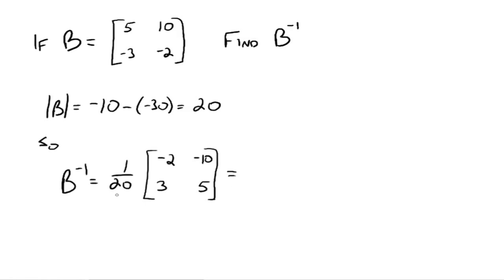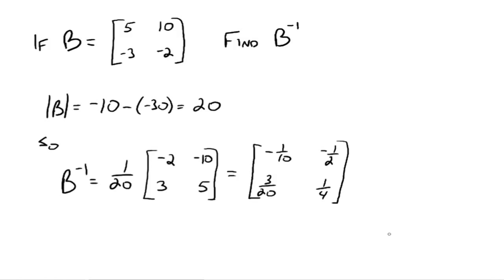Then we run 1 over 20 through, because it's just a scalar, so multiply it times everything inside the matrix, and you get negative 1/10, negative 1/2, 3/20, and 1/4. And that is B inverse. If you were to take B and B inverse and multiply them together, you would get the identity matrix back. I'll leave that for you guys to play with. But that's what would happen.